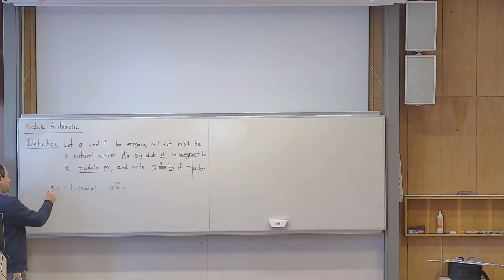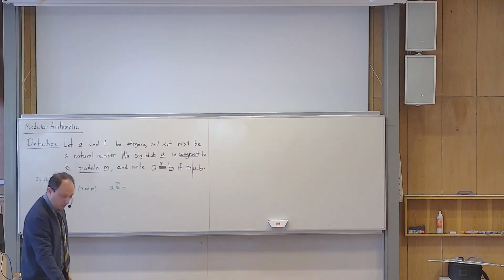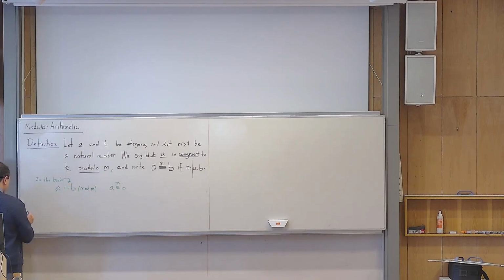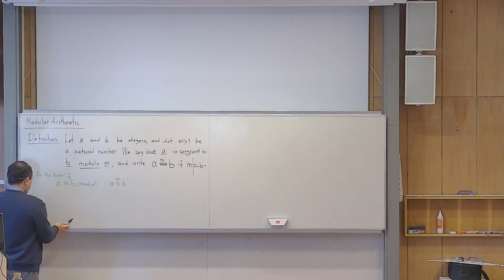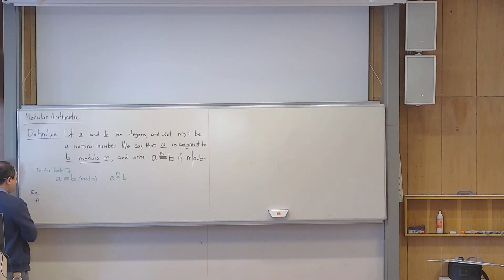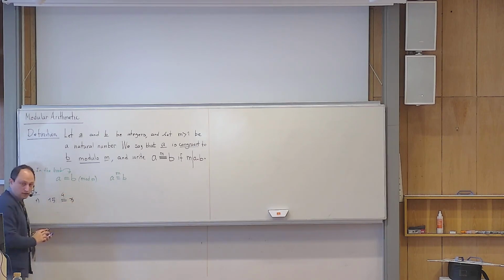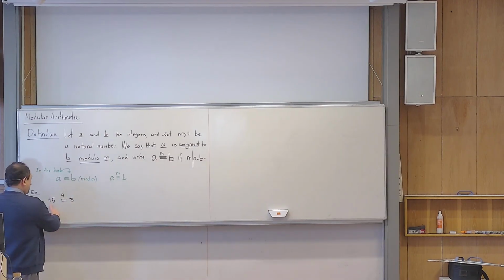Okay, so this is one thing. This is the notation that you use in the book. Okay. So let me give you some examples. So this seems a little bit artificial unless we give some examples. For example, number 1, I can write 15, for example, is congruent to, say, 3 modulo 4. So I am telling that 15 is congruent to 3 modulo 4.